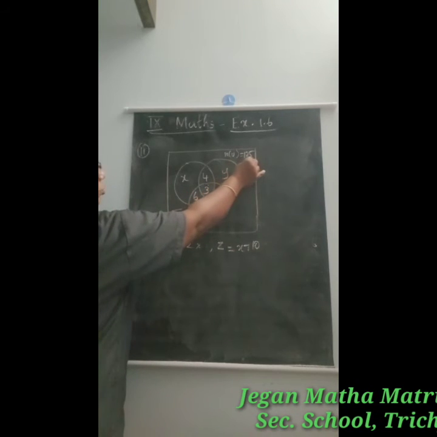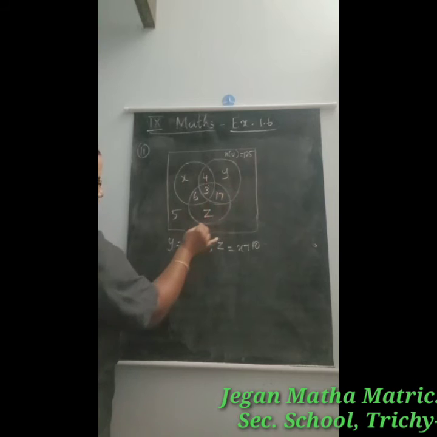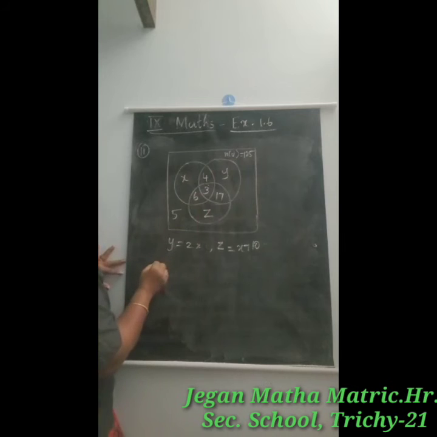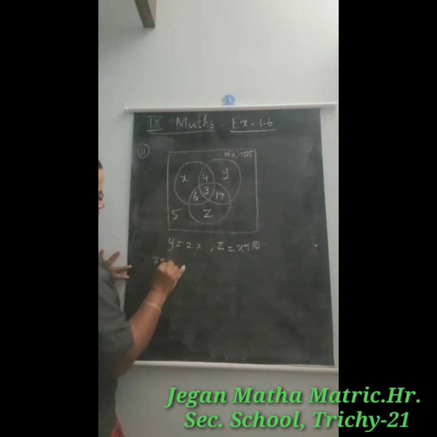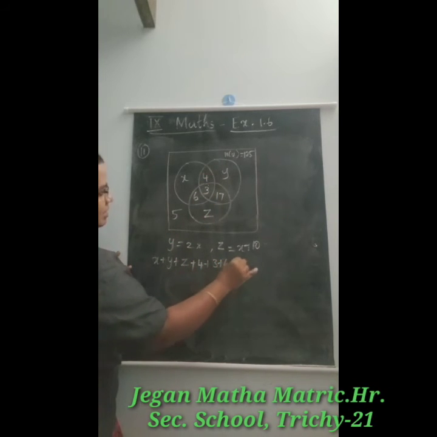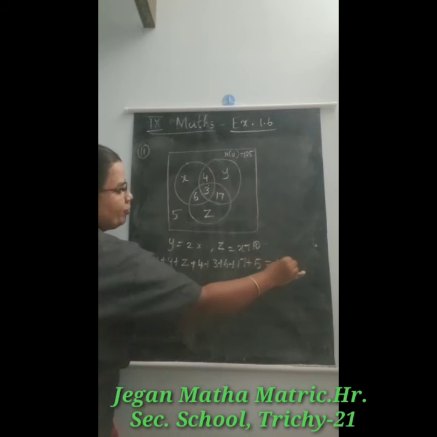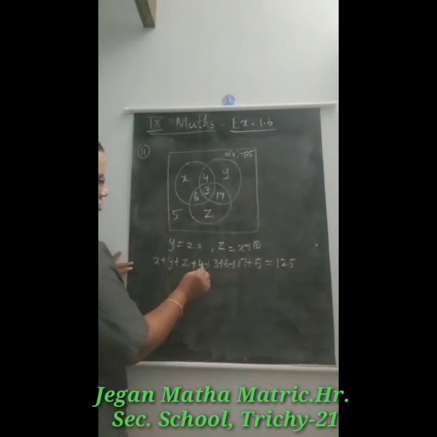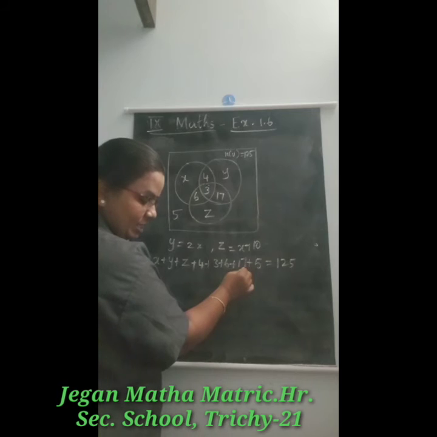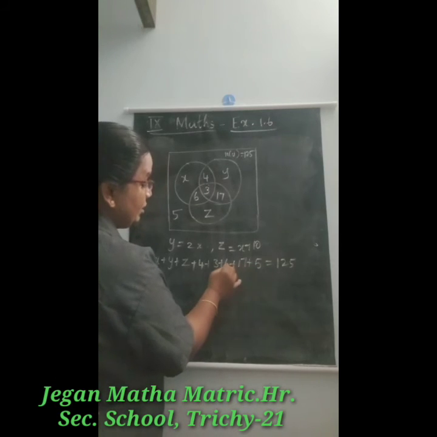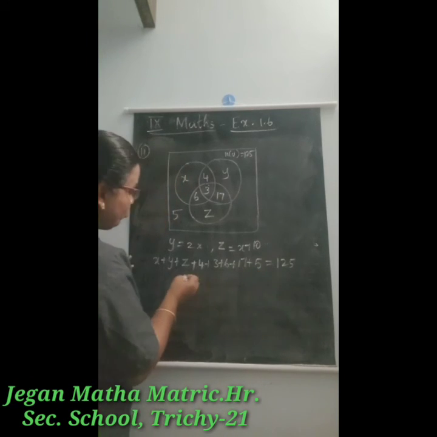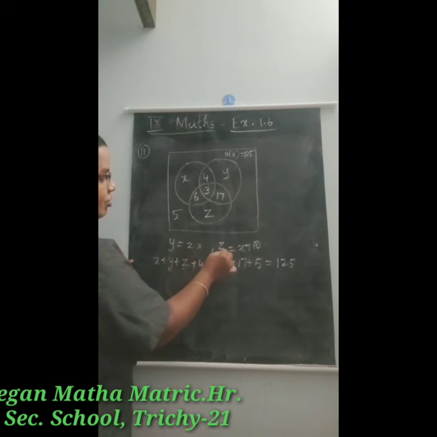So n of u is equal to 125. So you have to add all the terms, we will get 125. This term also you have to add. So x plus y plus z plus here 4 plus 3 plus 6 plus 17 plus 5 is equal to 125. And here 4 plus 3 is 7, 7 plus 6 is 13, 13 plus 17 is 30, 30 plus 5 is 35.